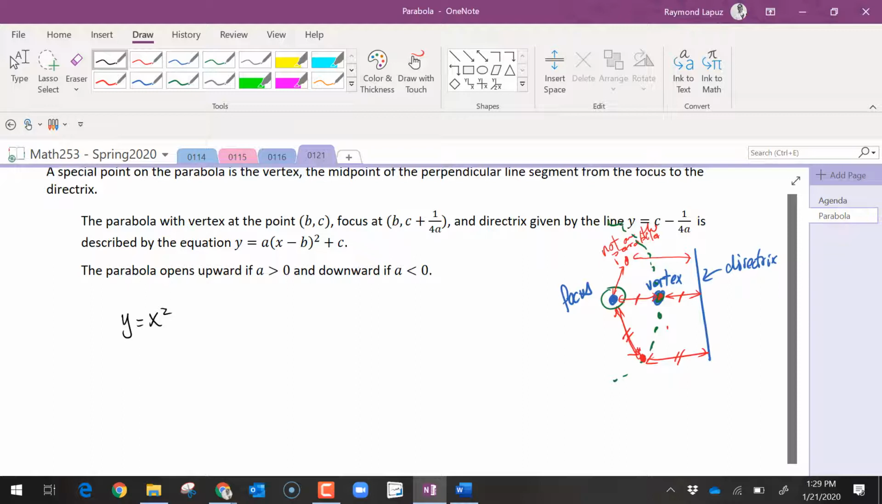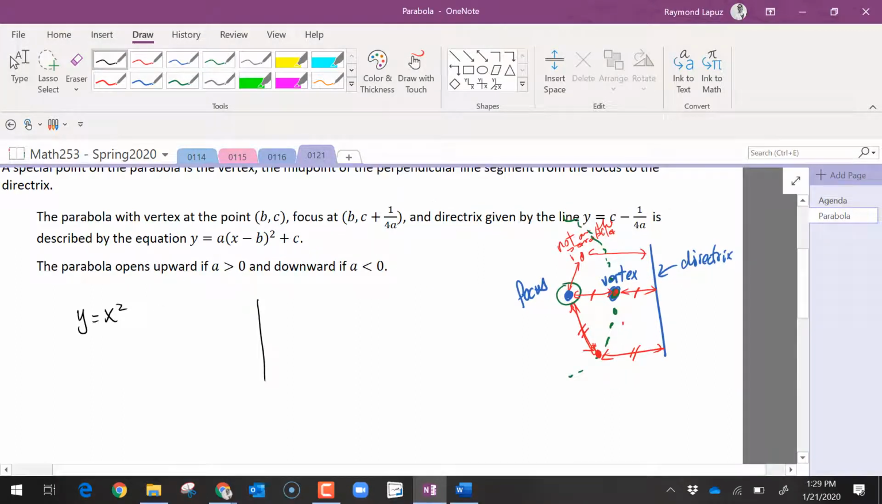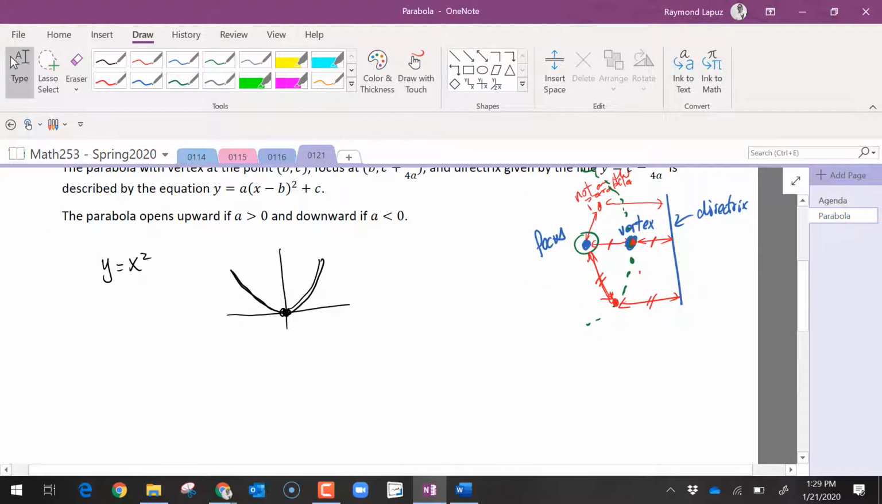I want you guys to take a couple of minutes and try to figure out, well, let me graph it first, because this is easy to graph. So let's try to figure out where the vertex is. I'll give you a hint. The vertex is (0, 0). Now find the focus and directrix. So take a minute or two, figure that out.